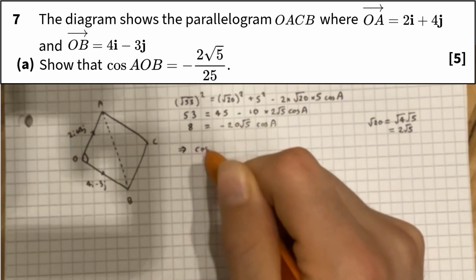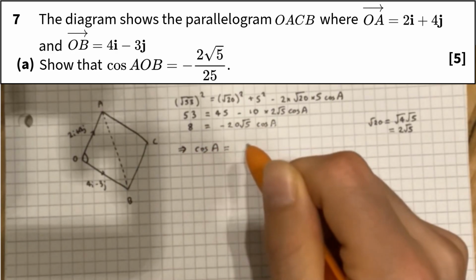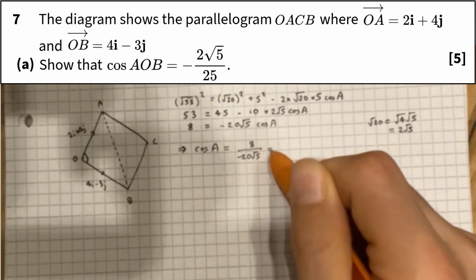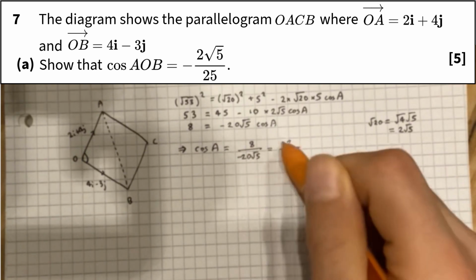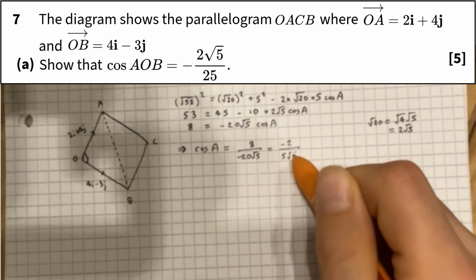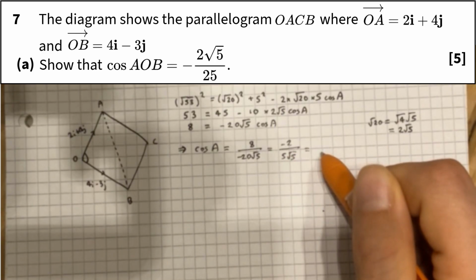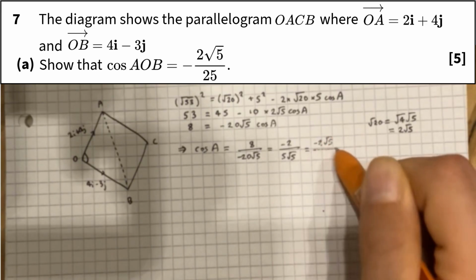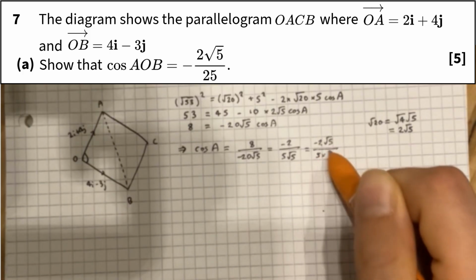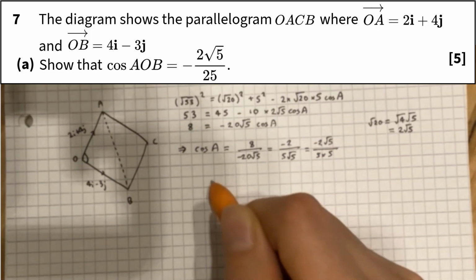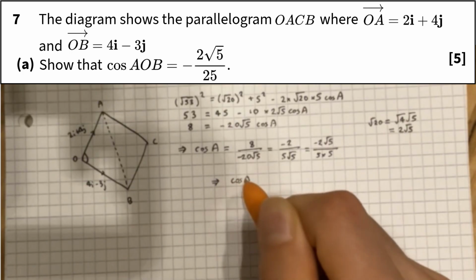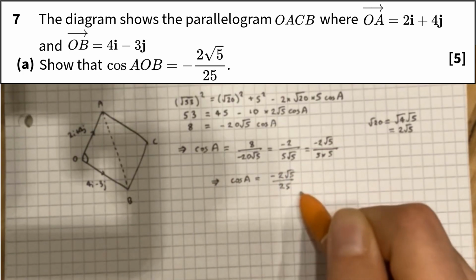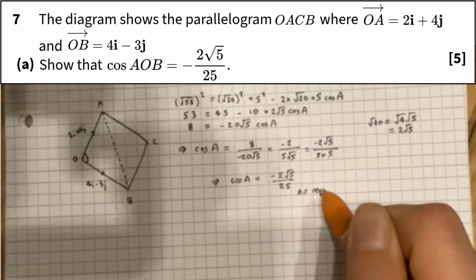Now if we want cos A, then we can simply divide by this minus 20 root 5, and we'll get 8 over minus 20 root 5. I'll bring the negative to the top, and I'll divide numerator and denominator by 4. And then I will rationalize the denominator to get minus 2 root 5 over 5 times 5, which I'll do on a new line because this is our final answer, minus 2 root 5 over 25, which is exactly what we wanted to show.